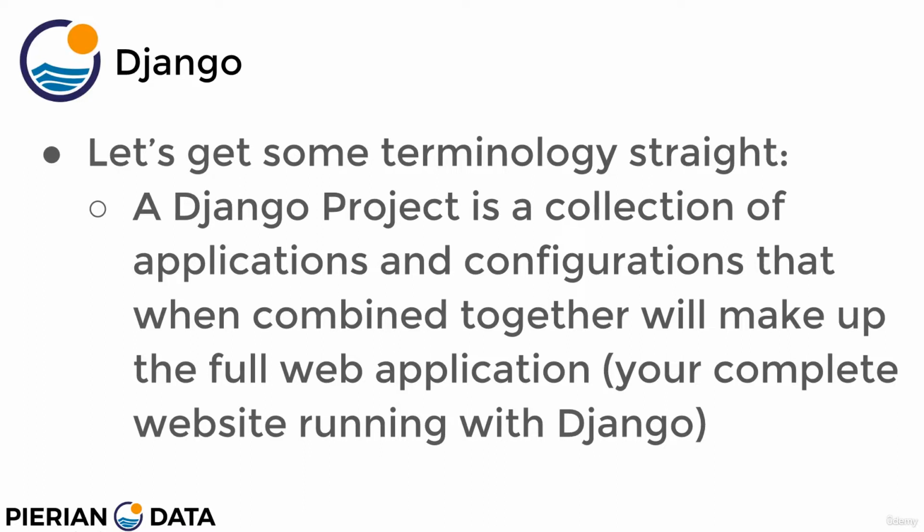A Django project is a collection of applications and configurations that, when combined together, is going to make up the full web application or website. That's your complete website running with Django. A lot of times people use the term web application to describe a website, so try not to get it confused with a Django application.